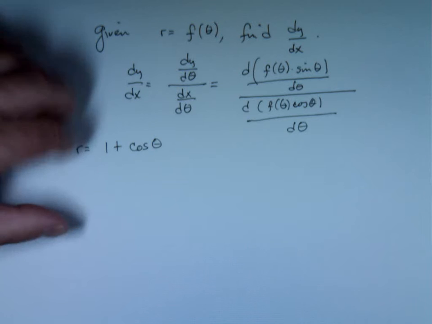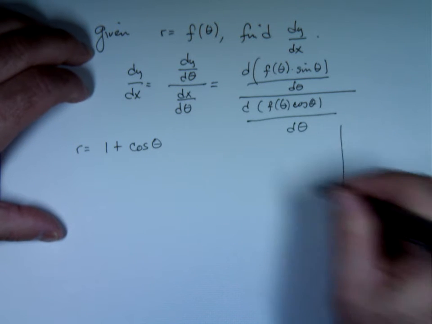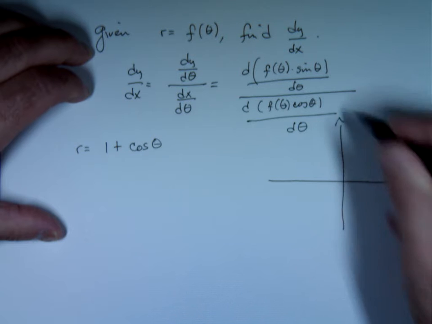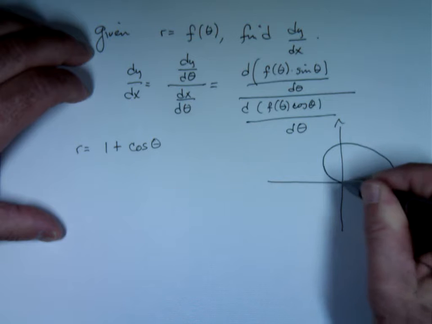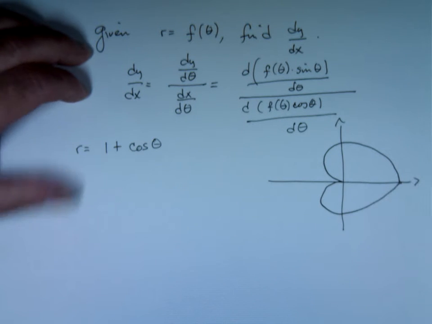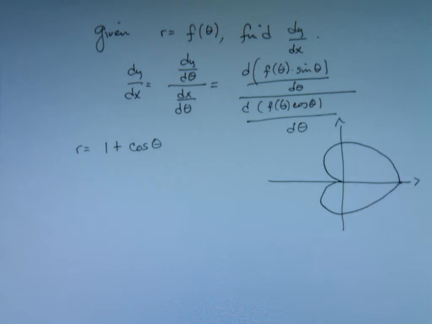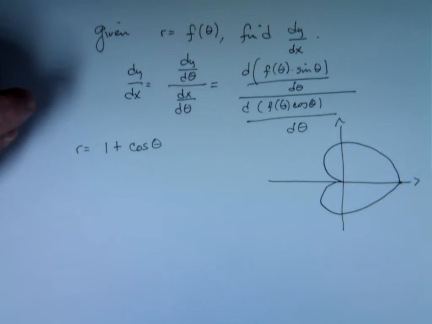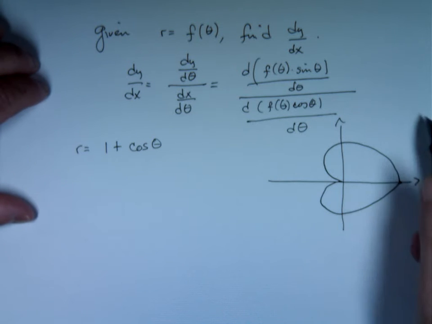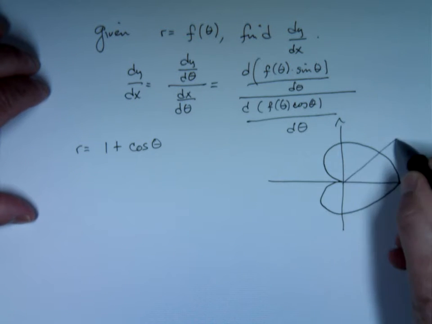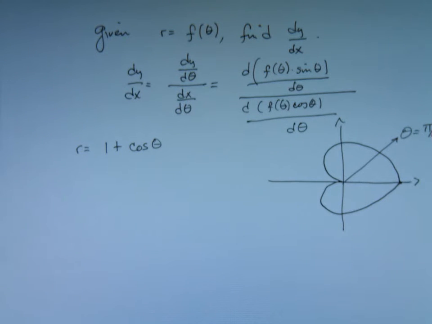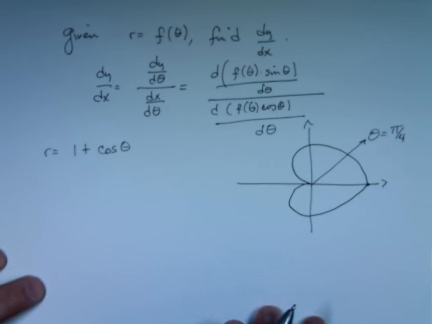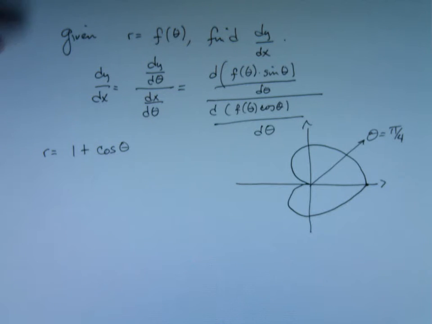We know what this cardioid looks like. Looks like this. I'm always short on the bottom part, though. But anyhow, we want to find the derivative dy/dx at any given point, so we can find the slope of the tangent line. In particular, let's find the slope of the tangent line when theta is equal to pi over 4.